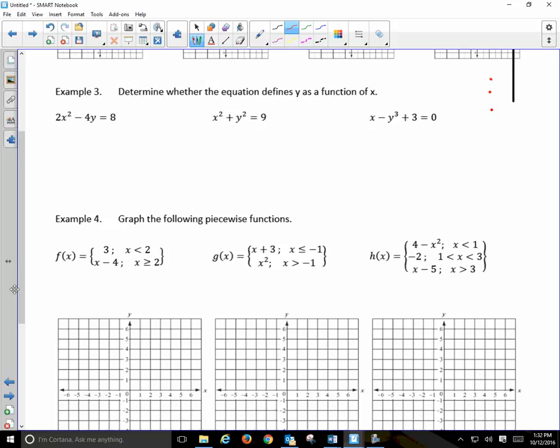And the nice thing here is if you solve for y, then we can tell a lot. So if I subtract the 2x squared, I get -4y is equal to -2x squared plus 8. So y is equal to 1/2 x squared minus 2. So the idea is now that I've solved for y, if we take the square root, how many solutions do we come up with? Voodoo math. But we come up with plus or minus the square root of 9 minus x squared.